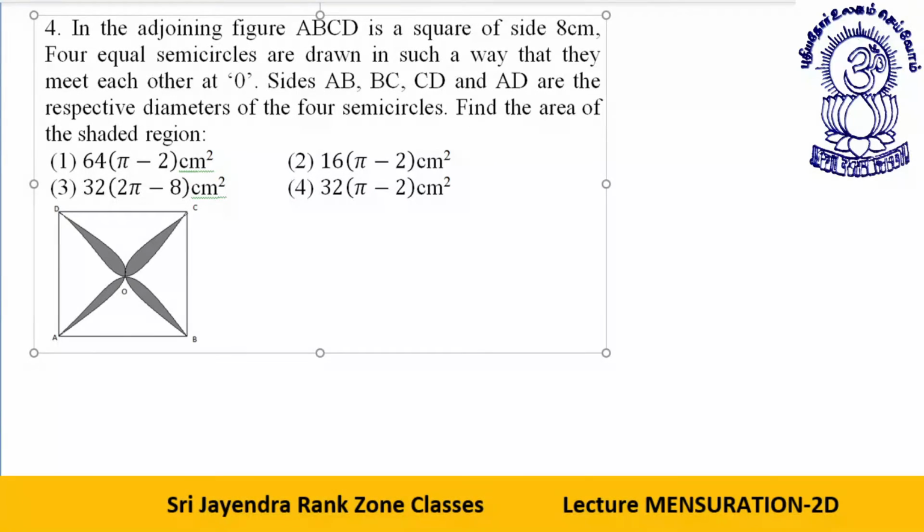Now next question is, in the adjoining figure, ABCD is a square of side 8. Four equal semicircles are drawn in such a way that they meet each other at O. Like this is one semicircle, this is another semicircle, this is another, this is another. Sides AB, BC, CD, and AD are the respective diameters of four semicircles. Find the area of the shaded region.